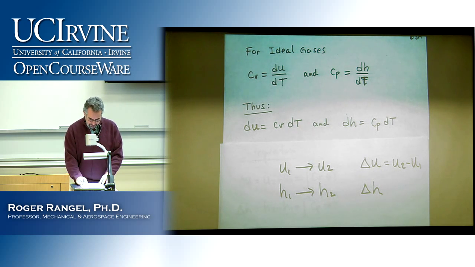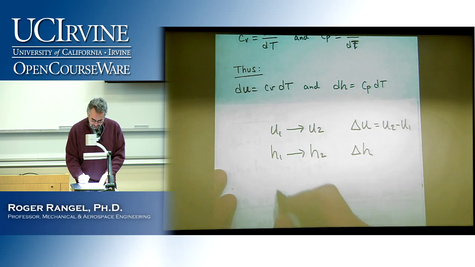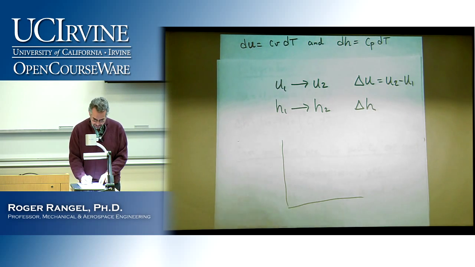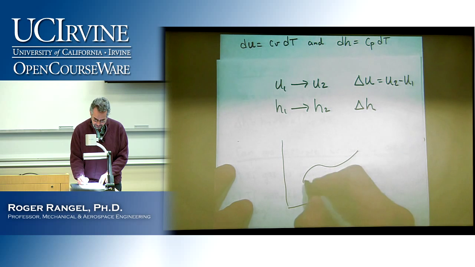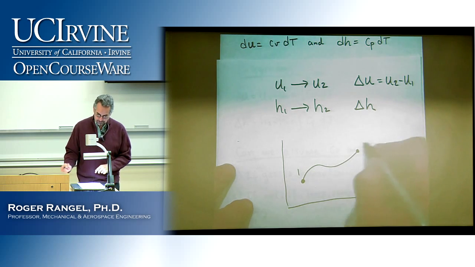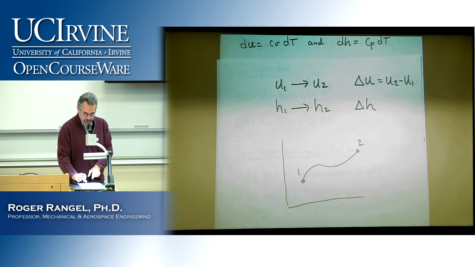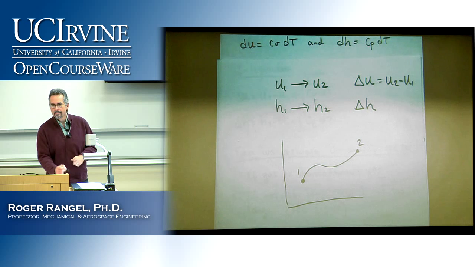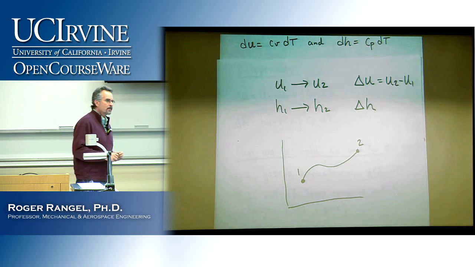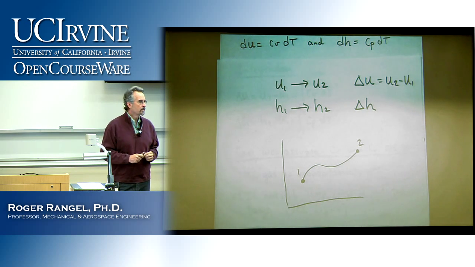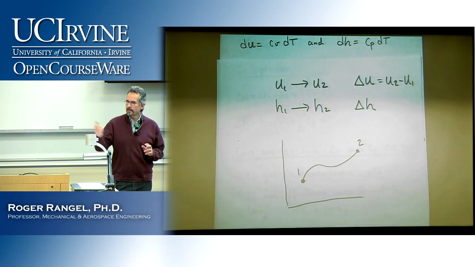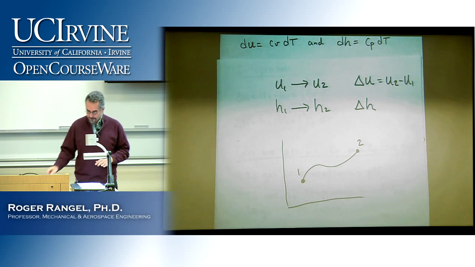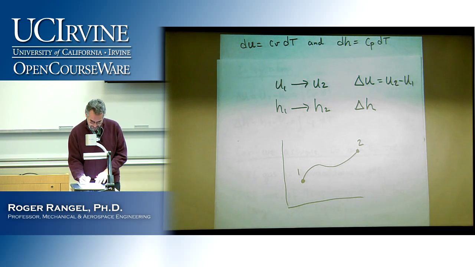But let's say that I plot this. Here are any two properties, and here is the process. Here is 1 and here is 2. I can measure delta u because I know u here and u there. But what is du? Dependent on the path? No, that's not an exact answer. A small segment of this process.